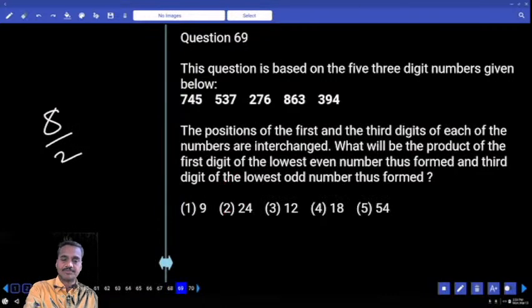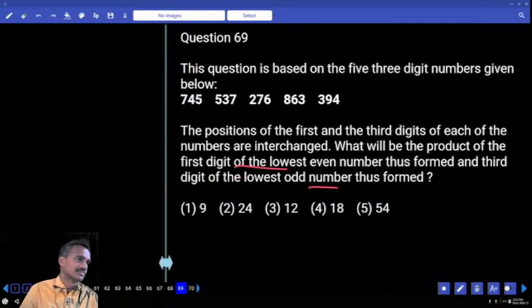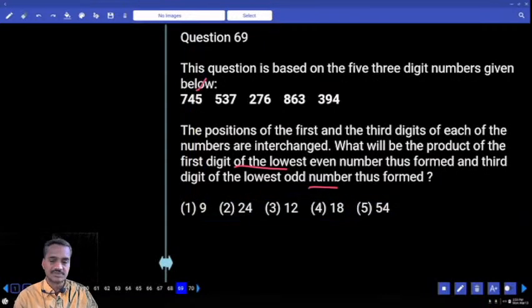And 69: the positions of the first and the third digits are interchanged. What will be the product of the first digit of the lowest even number thus formed and the third digit of the lowest odd number thus formed? Clear? Lowest odd number and lowest even number. The positions of the first and the third are interchanged. Now this 5 is coming to the first place. Here this is 7. Now this is 6. This is 3. This is 4.